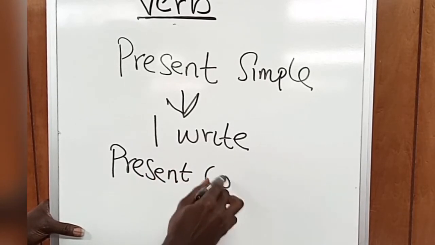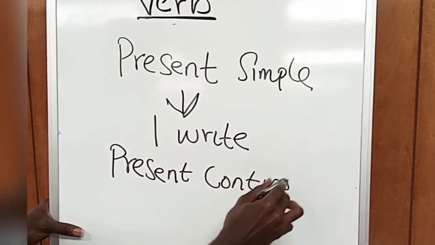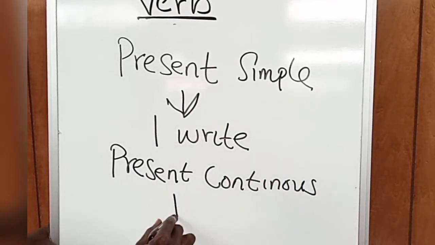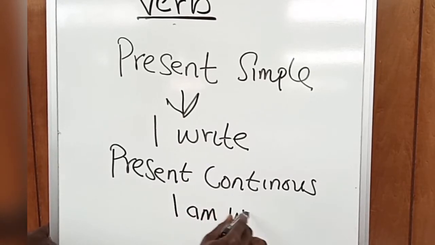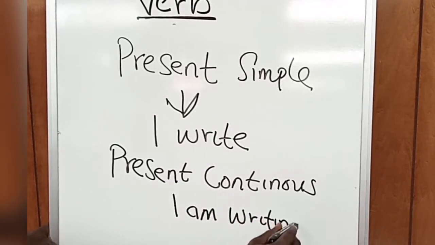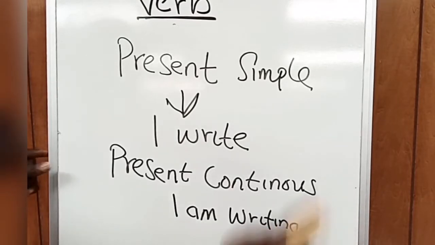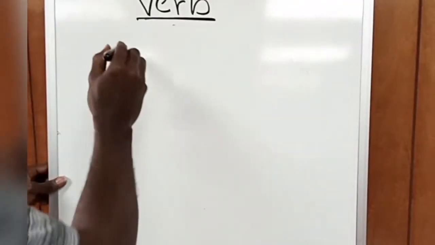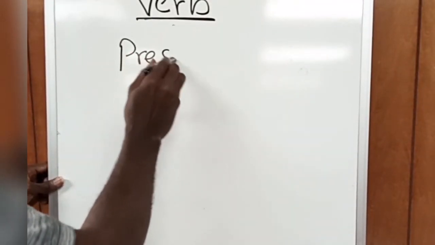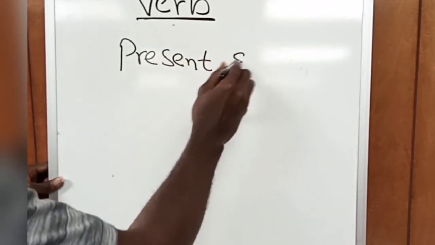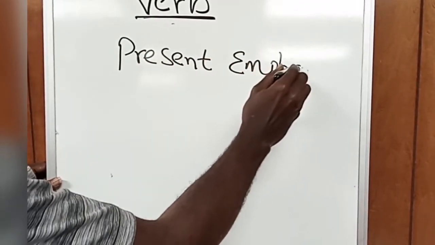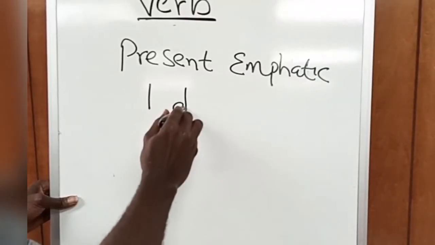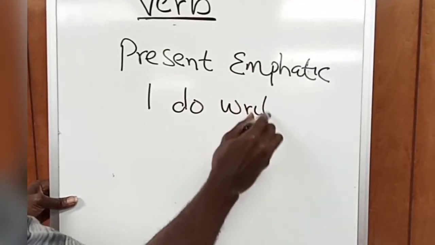Present continuous. That is where you write something like, I am writing. Then, the third one, you have present emphatic. That is where you write something like, I do write.